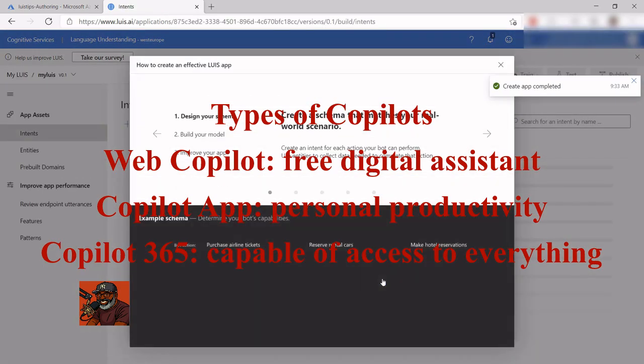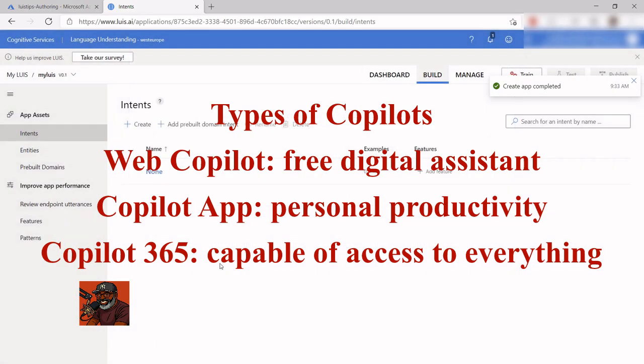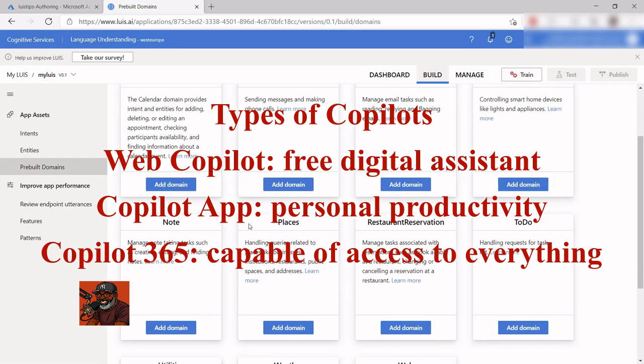So that's for business workflows. You can generate documents. You can do summaries. You can do data analysis. You can do all the super fancy things with your M365 Copilot. So those are the three types of Copilots. Remember that. Remember the different capabilities.